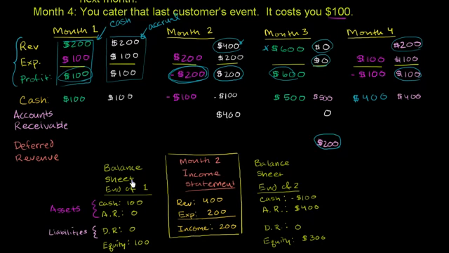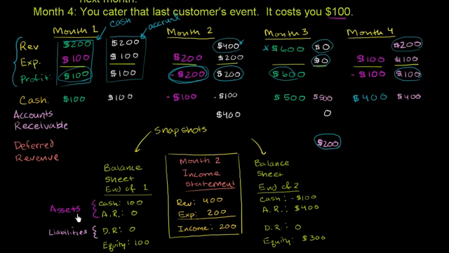I also have drawn the balance sheet at the end of month 1 and the balance sheet at the end of month 2. Or you could also view this balance sheet here as the balance sheet at the beginning of month 2. And the main thing to realize is income statement tells you what happens over a time period, while balance sheets are snapshots, or they're pictures at a given moment.